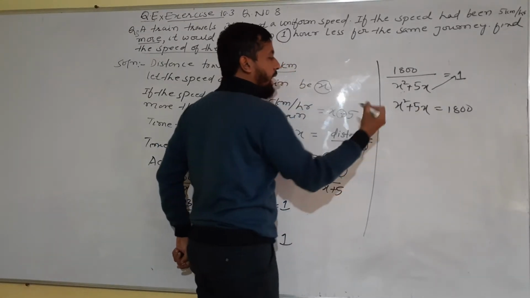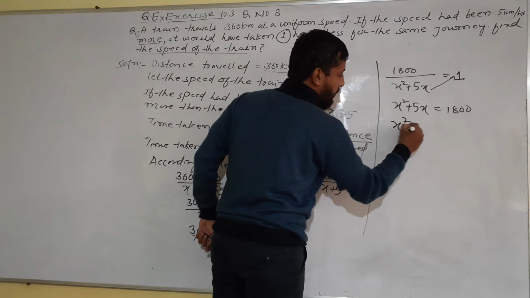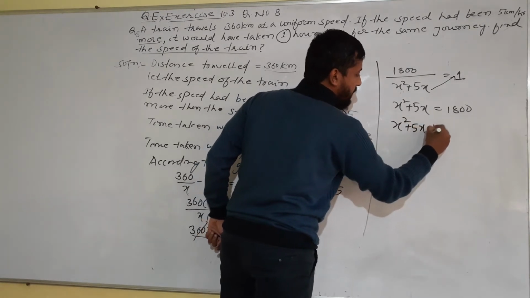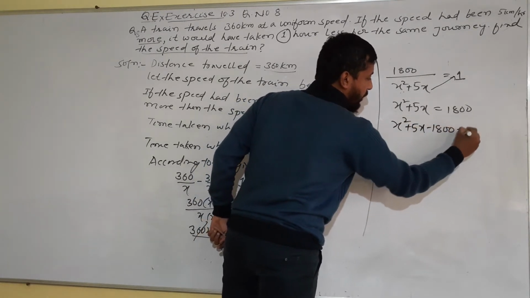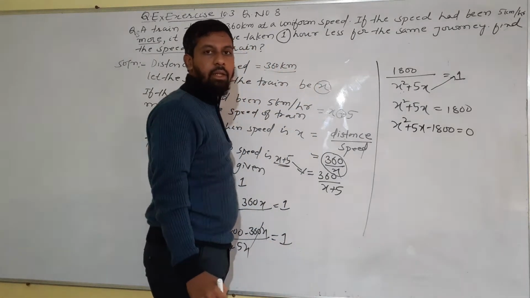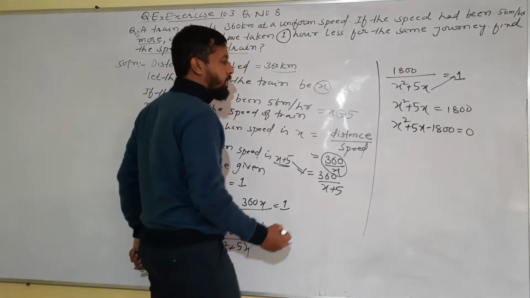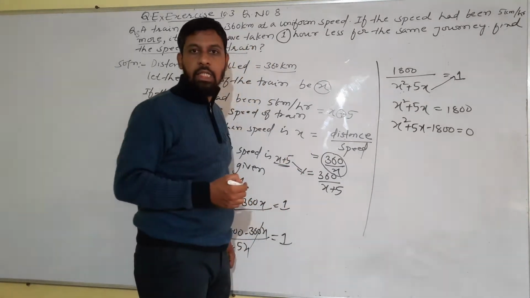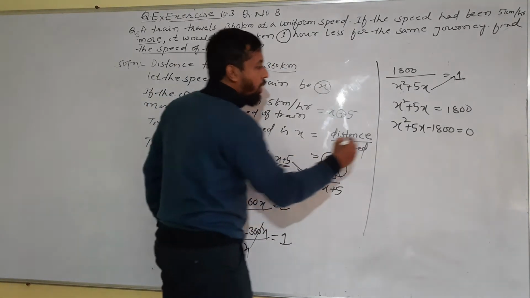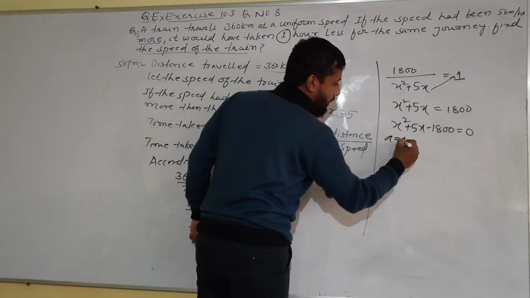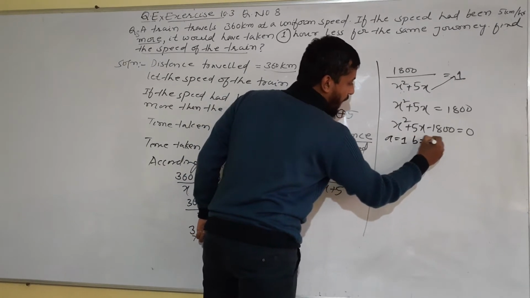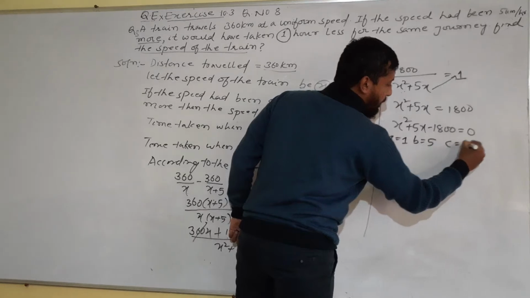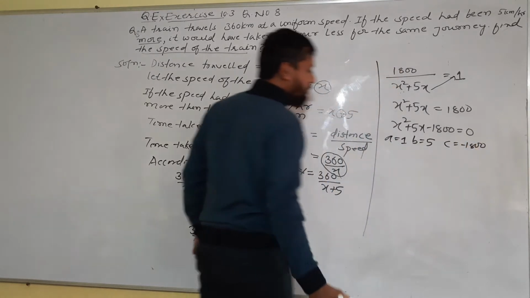Now transfer 1800 to the left hand side. x square plus 5x minus 1800 is equal to 0. This is in the form of a quadratic equation. Now, by comparing with the standard form, ax square plus bx plus c is equal to 0, we can say a is equal to 1, b is equal to 5 and c is equal to minus 1800.